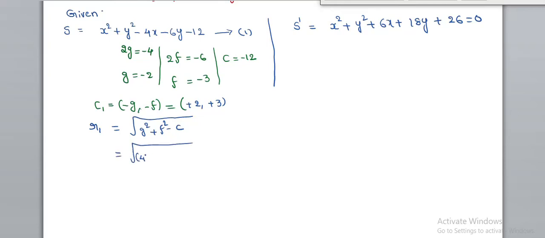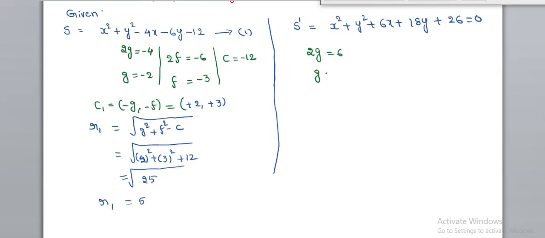Square root of 4 square plus 3 square plus 12. 16 plus 9, 27 plus 12. Sorry, 16 plus 9 plus 12, 2 square. G value 2. 4 plus 9 plus 12, 25. So R1 value 5. Same as usual. Same comparing formula. So 2G is equal 6. G is equal to 3. 2F equal to 18. F is equal to 9. C is equal to 26.